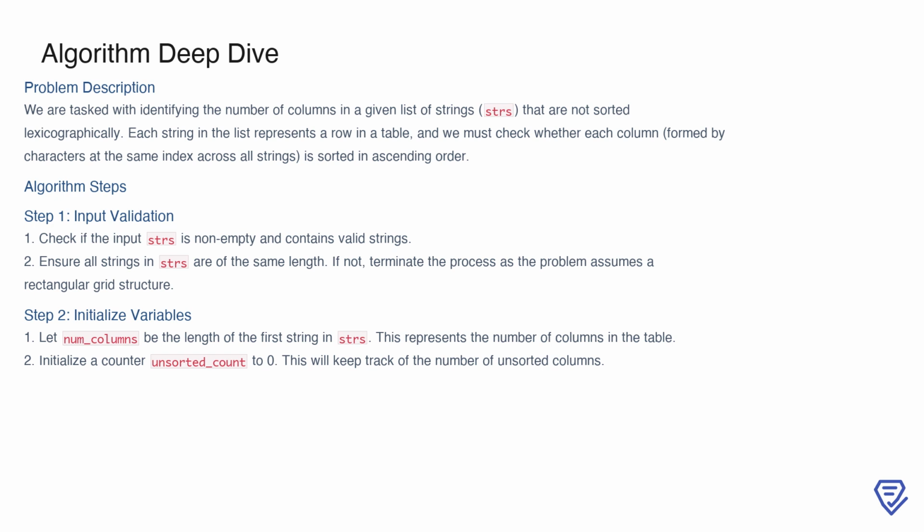Next, we initialize 2 key variables. The first is number_columns, which represents the total number of columns in the table, calculated as the length of the first string. The second is unsorted_count, a counter initialized to 0, which will be used to track the number of columns that are not sorted. These initial steps set the foundation for the algorithm to process the data effectively.